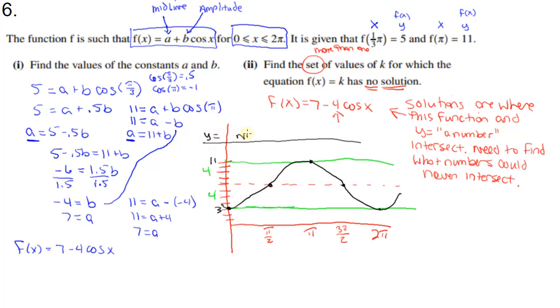If k is any number above 11 or below 3, then there's not going to be a solution because it'll never intersect with that graph. So the way I tell them is k, if it's greater than 11 or k is less than 3, there'll be no solution. And that's the answer to the last part.